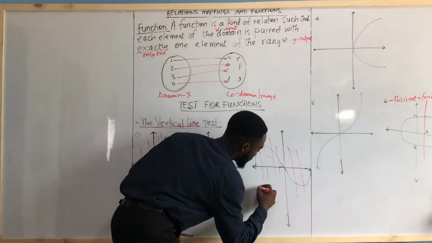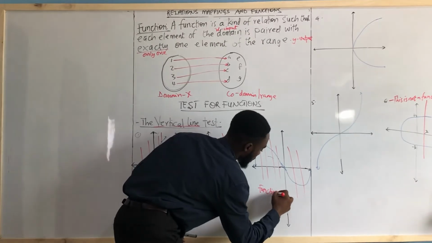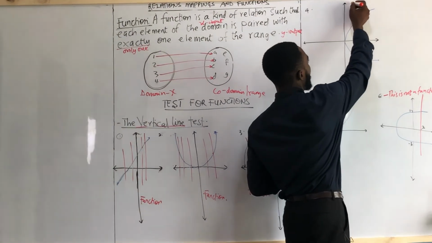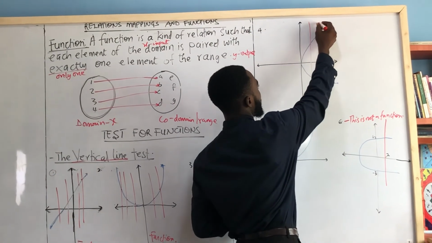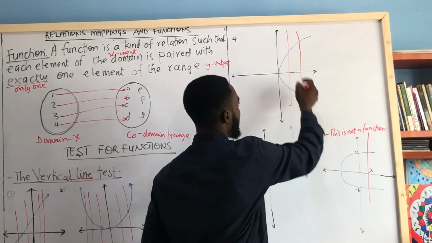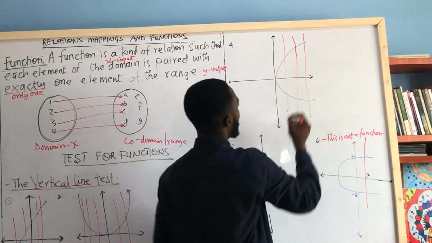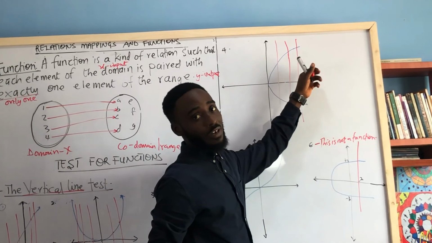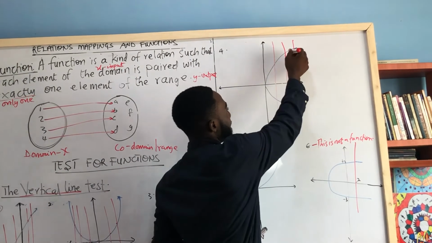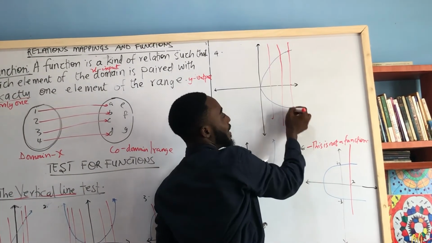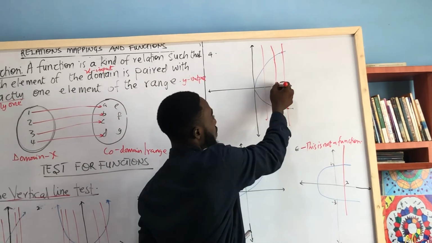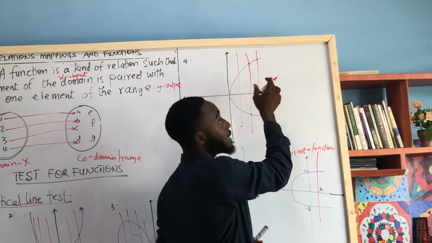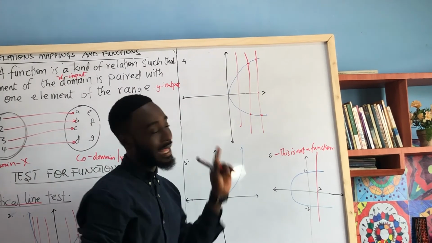This is also a function. And then let's try this as well. When I draw my vertical line this way, you realize that each x value has more than one y value. It has a value here, for example, and then another value here. This also has a value here and another value here. Therefore, the fourth graph is not a function.